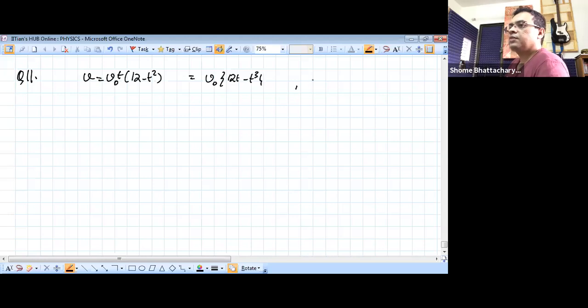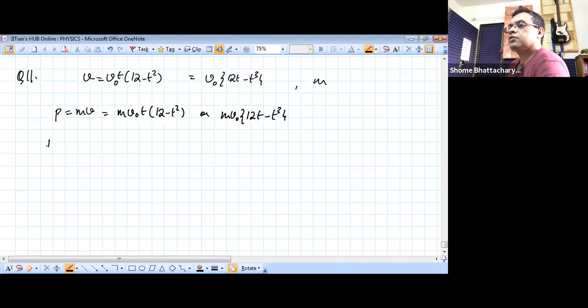This is the velocity and the mass of the body is m. So we have to calculate the momentum at the instant when the force is zero, isn't it? What will be the momentum of the body at an instant when the force becomes zero? So momentum in general is m into v in scalar notation here. So that is m v naught t into 12 minus t square, or that's the same thing as this.